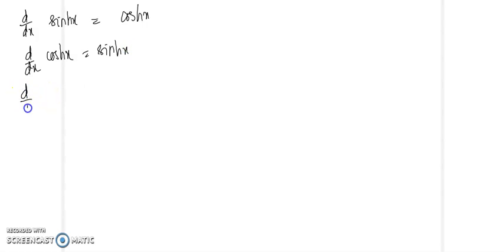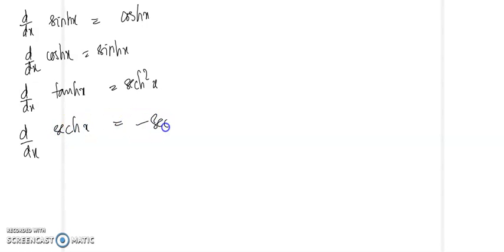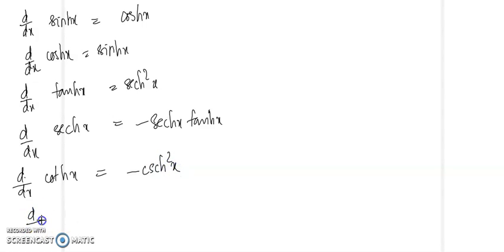So let us write down all the derivatives. d by dx of sinh x is cosh x, then the derivative of cosh x is sinh x, then the derivative of tanh x is sech squared x, the derivative of sech x is going to be negative sech x tanh x, then the derivative of coth x is minus cosech squared x, and the derivative of cosech x is minus cosech x coth x.